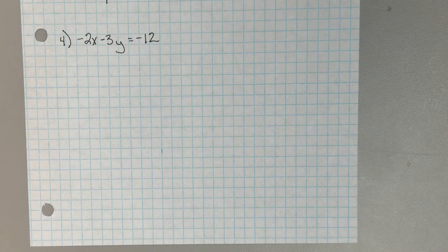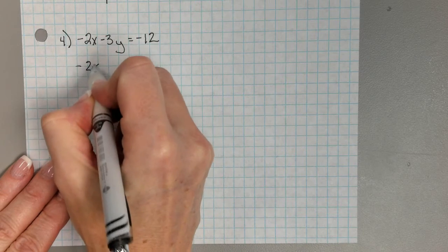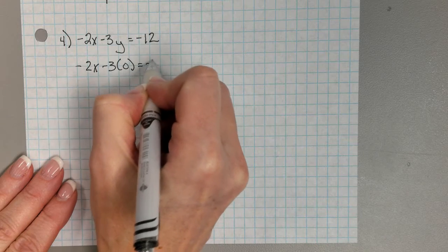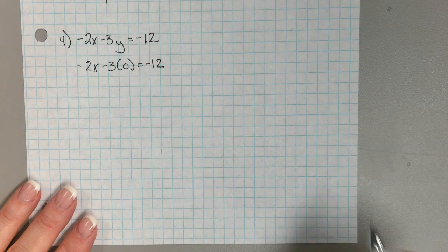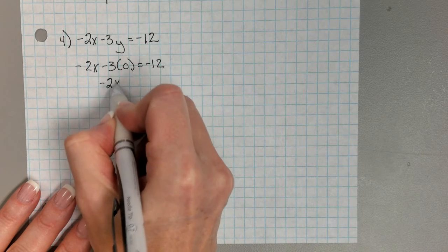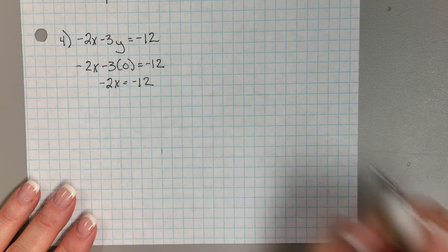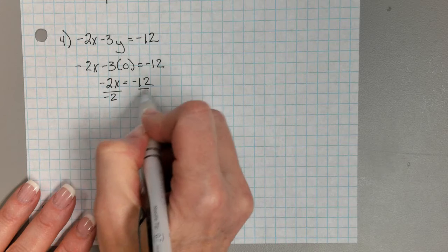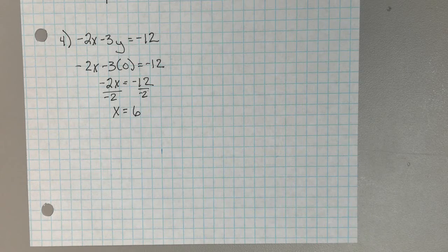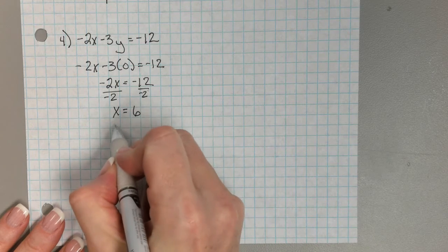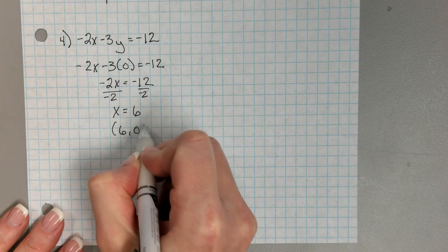Okay, so let's see, Brandon, what did you do to find your x-intercept? I had negative 2x minus 8.0 equals negative 12. All right. And then what? And then I did negative 2x equals negative 4. Good. And then I divided by negative 2 on both sides. And then I get x equals positive 6. Good. How many got 6 for their x coordinates? All right, good. So that means we have a point at 6, 0.